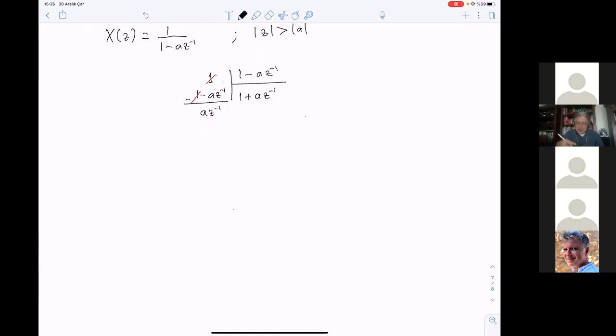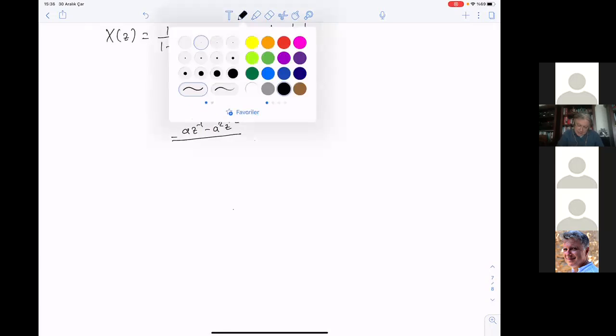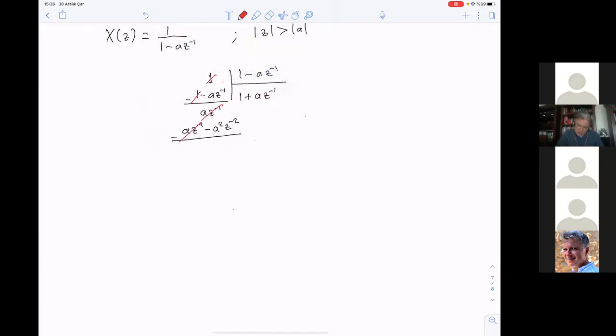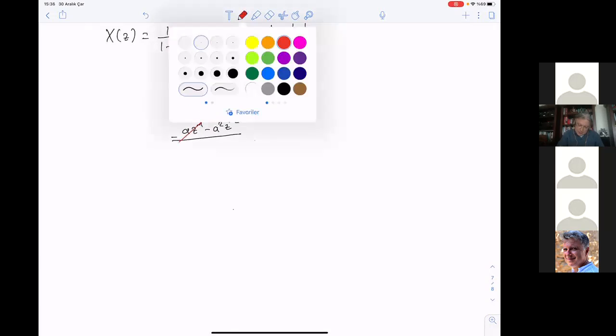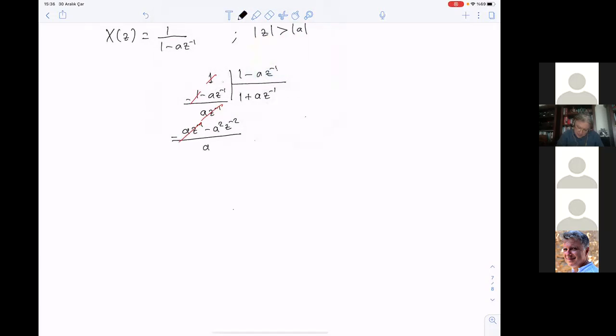What is AZ inverse times 1 minus AZ inverse? It is AZ inverse minus A square Z to the minus 2. I subtract them. Again, AZ inverses cancel, and I am left with A square Z to the minus 2. And I repeat the question, how many of 1 minus AZ inverses are there inside A square Z to the minus 2? And the answer is A square Z to the minus 2.